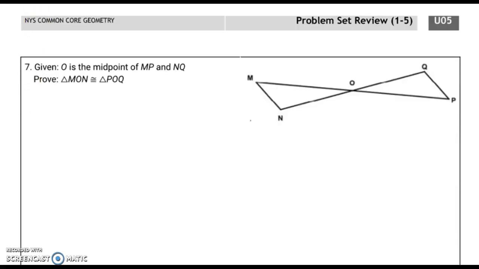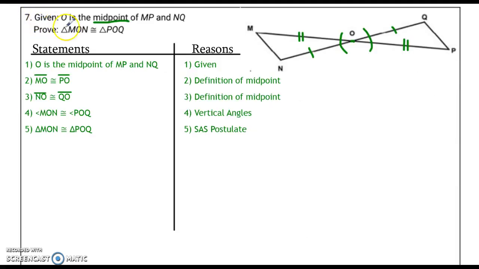Pause the video, try these, and I will show you the answer. All right, here's question number 7. Amazing what you can get from just one given. It says that O is the midpoint of MP and NQ. MP is split in half, which means MO and OP are congruent. NQ is split in half, which means NO and OQ are congruent.